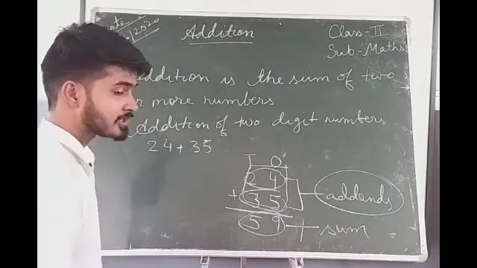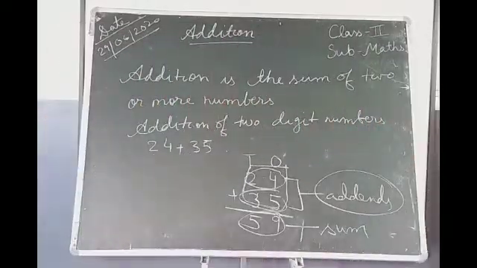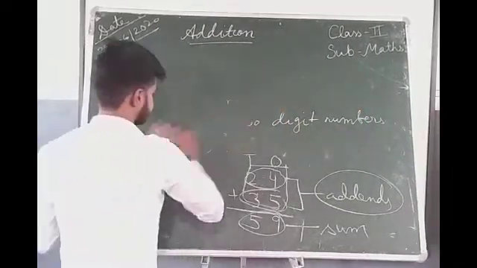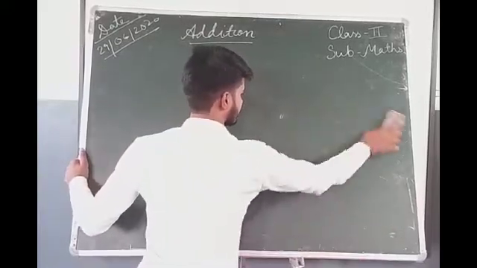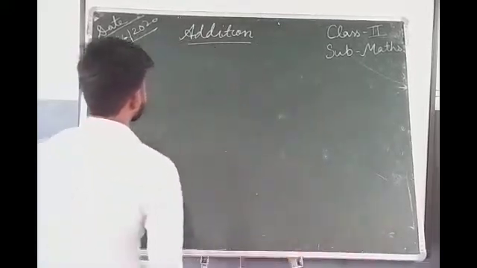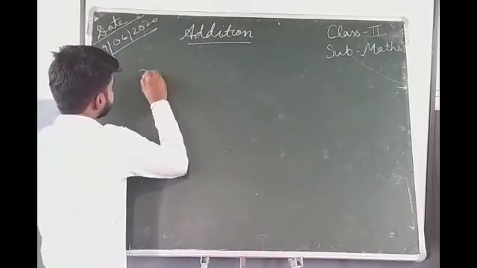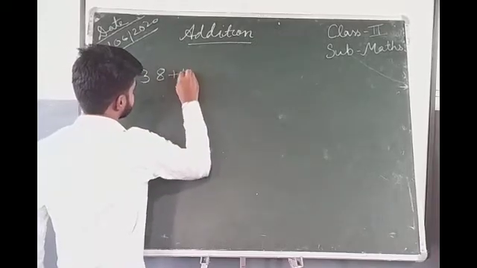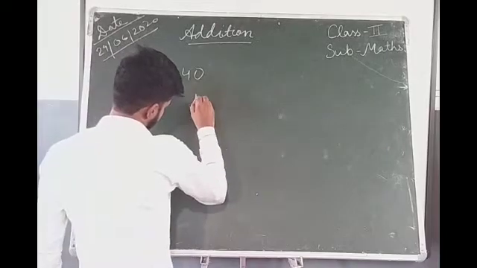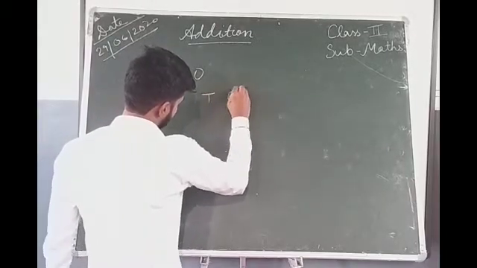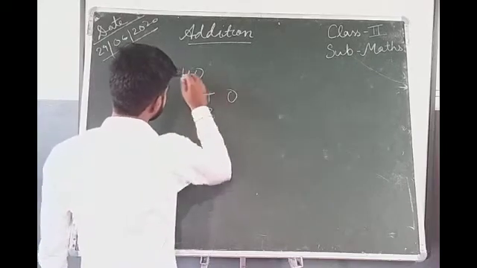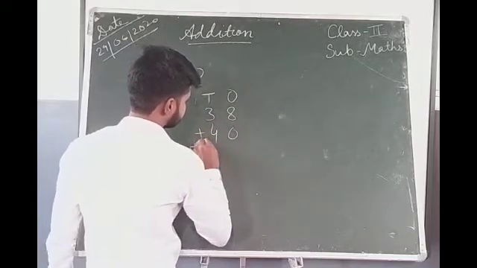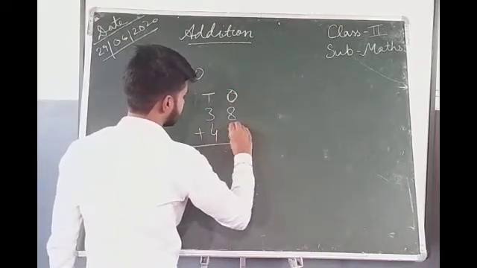So again we will take some examples of two-digit numbers. Suppose that 38 and 40. Now we will arrange it. Tens, ones. 3 is in the tens place, 8 is in the ones place, 4 is in the tens place and 0 is in the ones place. This is zero, okay?